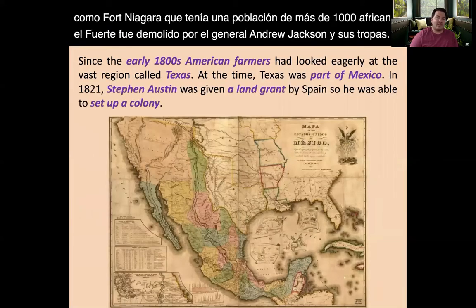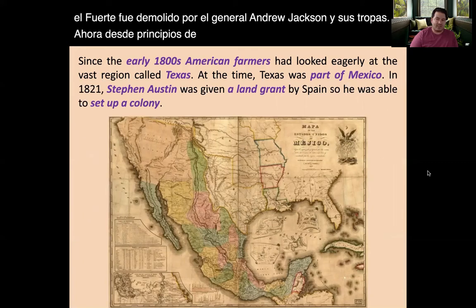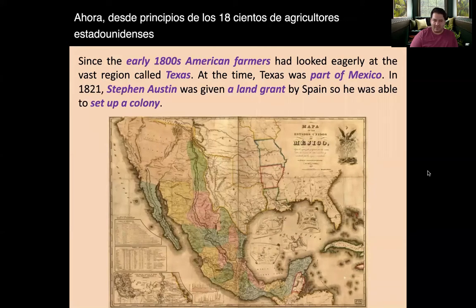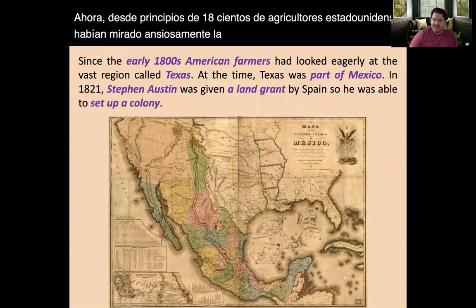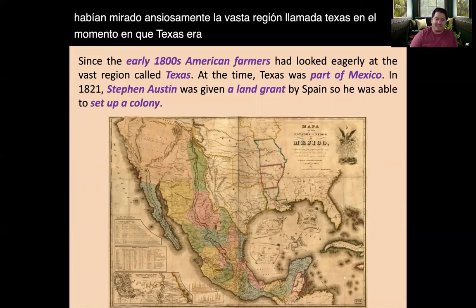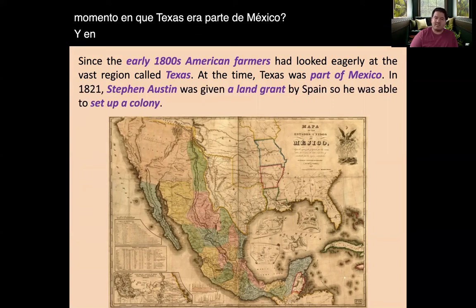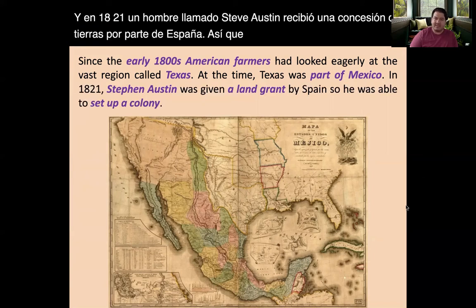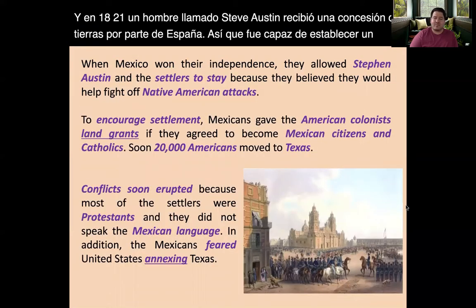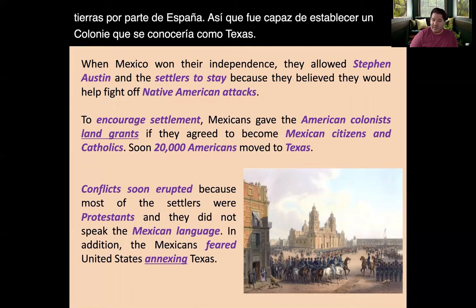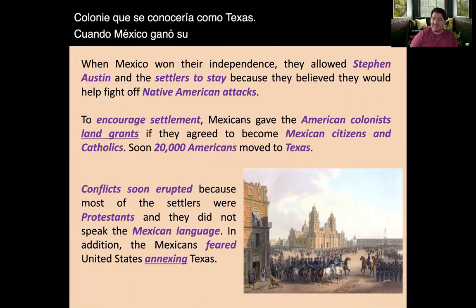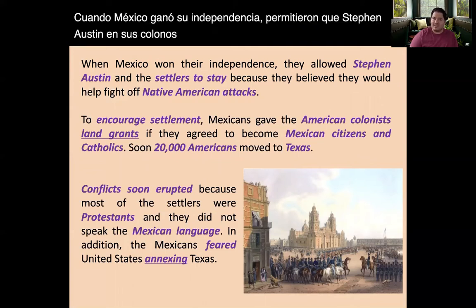Now, since the early 1800s, American farmers had eagerly looked at the vast region called Texas. At the time, Texas was part of Mexico. And in 1821, a man by the name of Stephen Austin was given a land grant by Spain, so he was able to set up a colony, which would become known as Texas. When Mexico won their independence, they allowed Stephen Austin and his settlers to stay because they believed they would help them fight the Native Americans if need be.